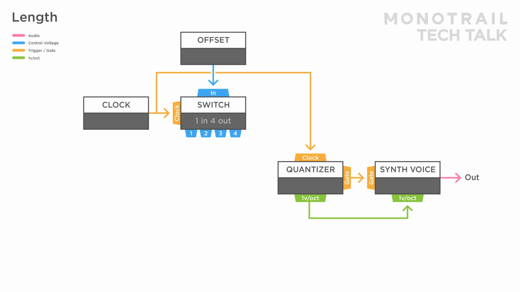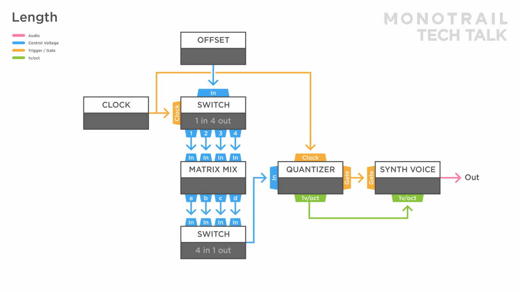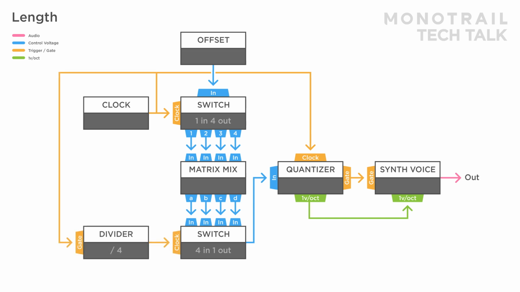You can push this concept further by sending the 4 outputs of a quad switch to the inputs of a 4-in, 4-out matrix mixer. Then take the outputs of the matrix mixer to another quad switch to switch between the 4 rows of the matrix mixer. Use the clock division to switch between the sets.